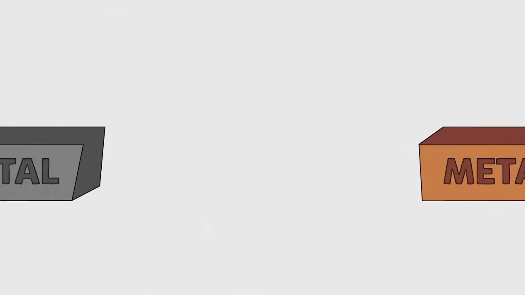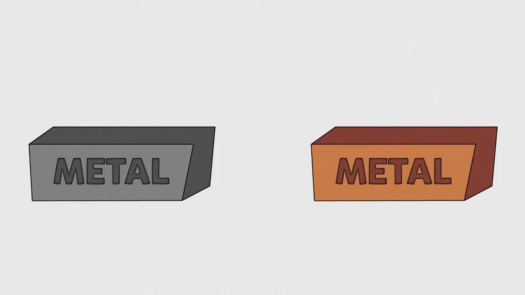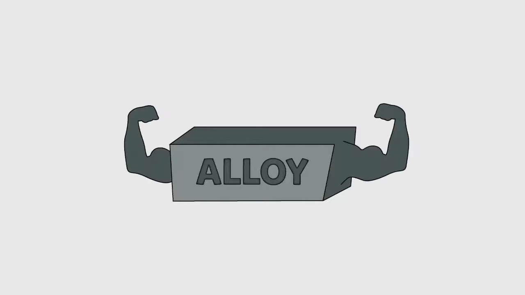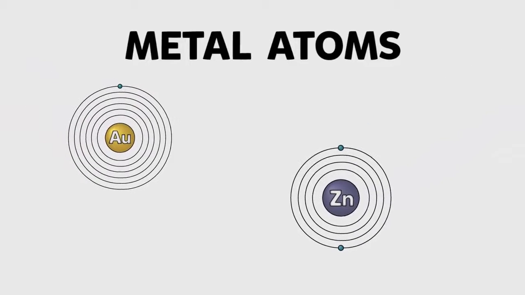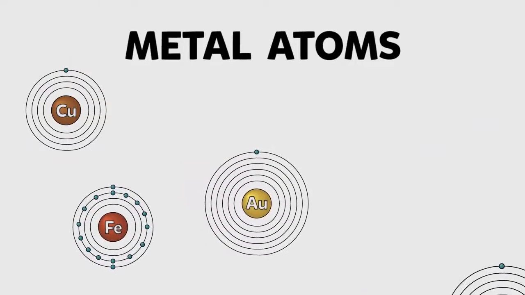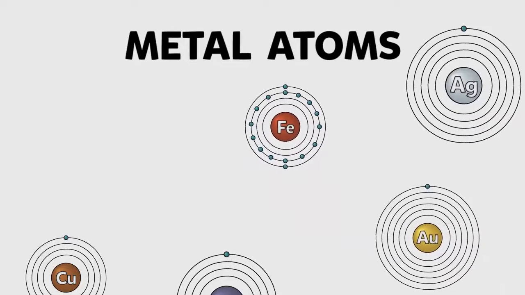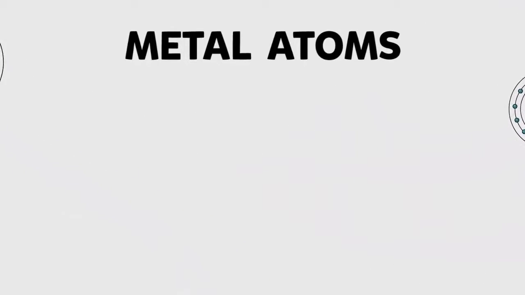In this video, we see how different metals bond together to form alloys, which still retain the metallic properties of the starting metals, but are usually stronger. Metal atoms are typified by having only a few electrons in their outer shells. This means that even when they bond, there's always room in this valence shell for more electrons.